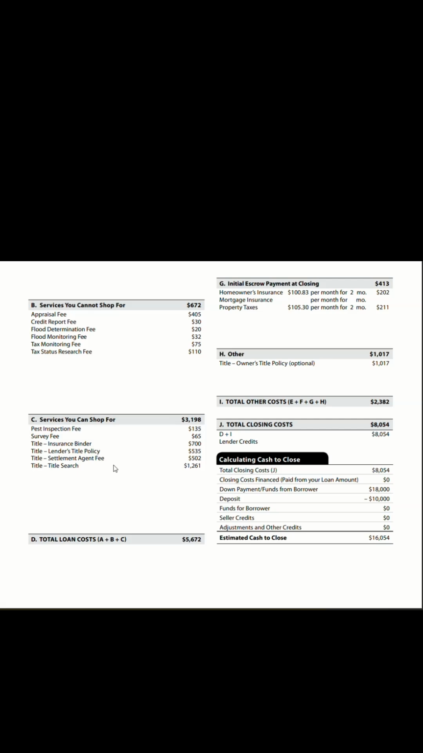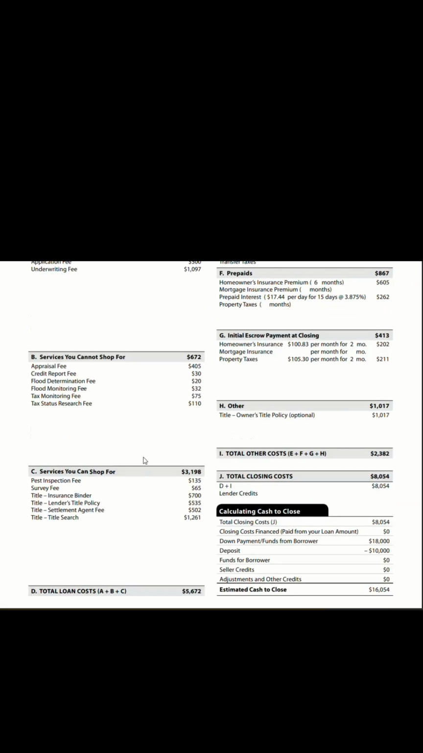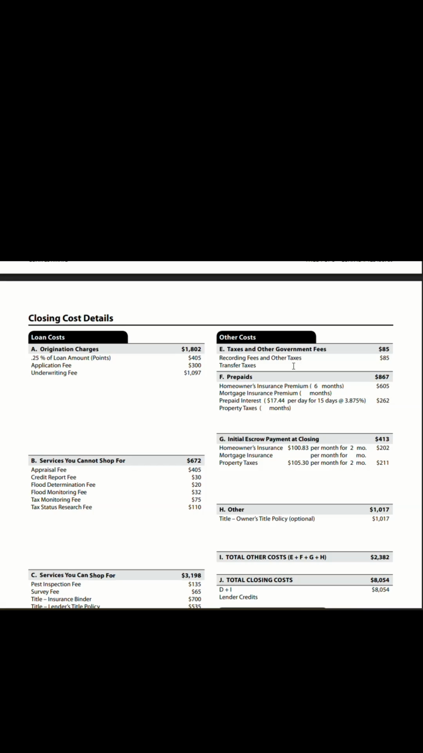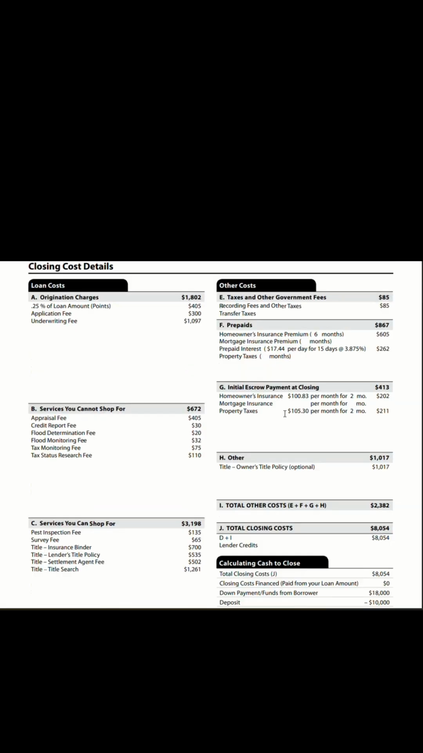And then down here, services you can shop for, pest inspection fee, survey fee, and then title insurance. And this is a little pricey for title insurance. In Ohio, you're going to be closer to $2,200 to $2,500 total for all title. In Indiana, you're going to be closer to, I'd say, $1,200 to $1,500. Again, you get to shop for these. Taxes and other government fees. This is really county specific. Montgomery County, Ohio, it's a little bit higher than, say, Darke or Preble. I think you'll notice that more rural counties have lower fees than some of the bigger city counties or counties that have higher populations.